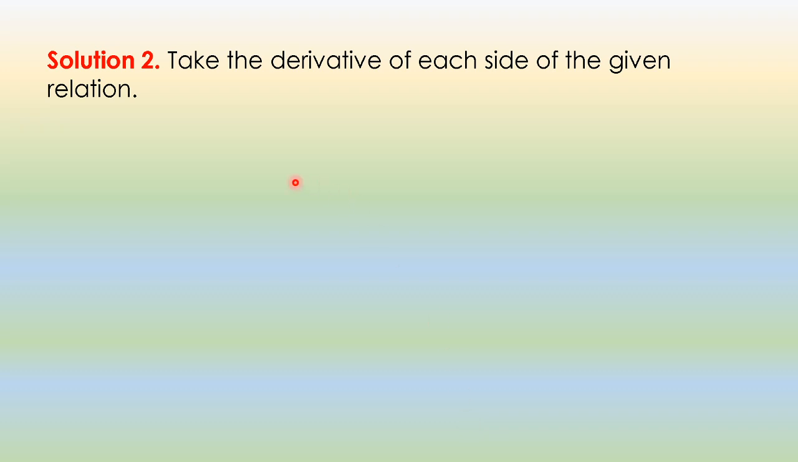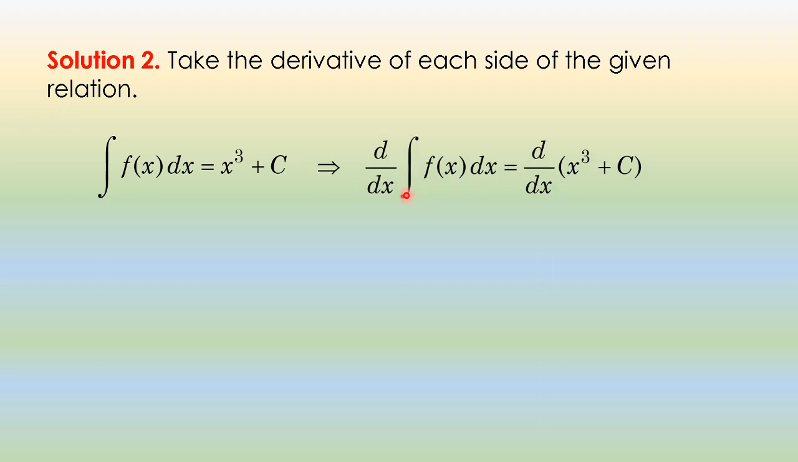We can solve this by another method. Let's consider this integral, which is equal to x cubed plus c. Taking the derivative of the left and the derivative of the right separately, we have the derivative with respect to x of this integral is equal to the derivative of the right side.